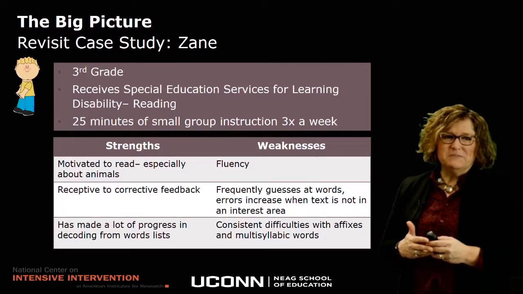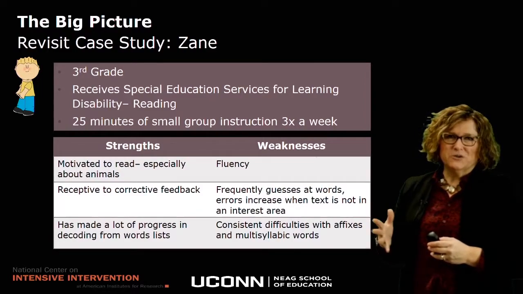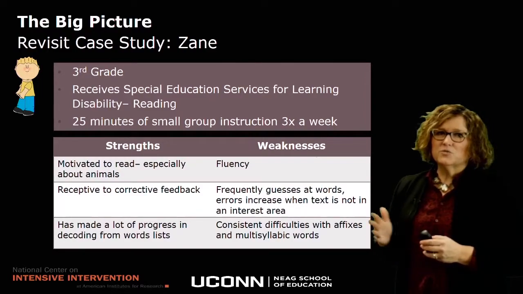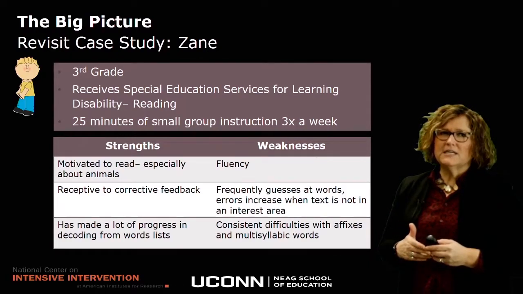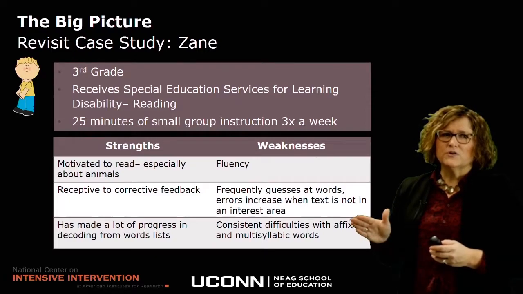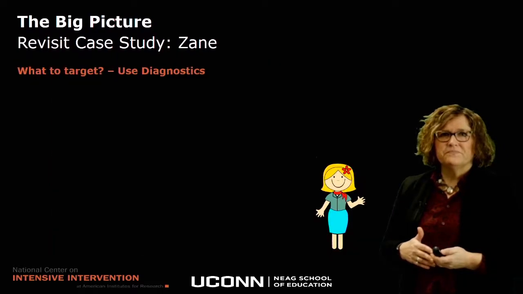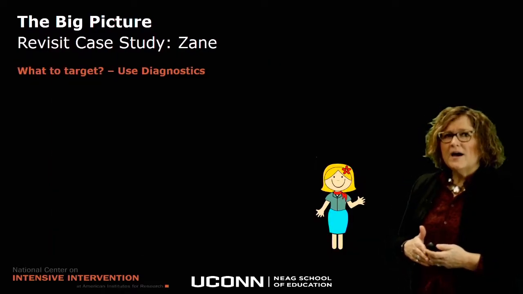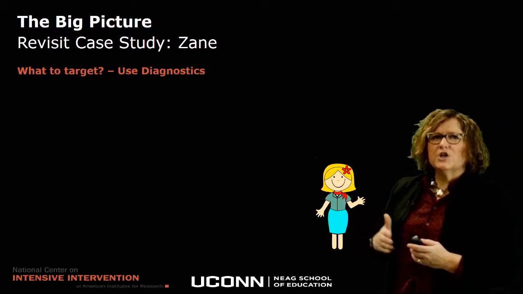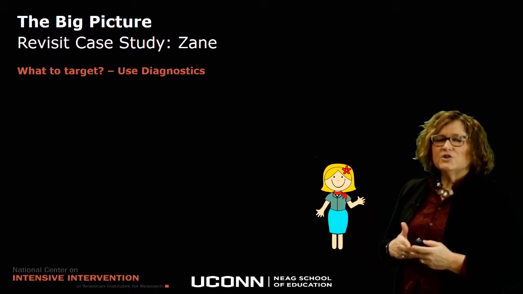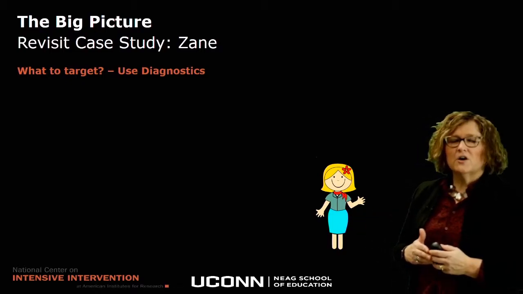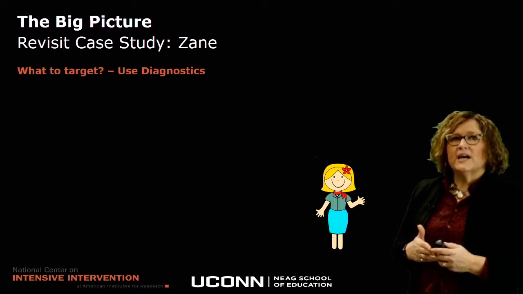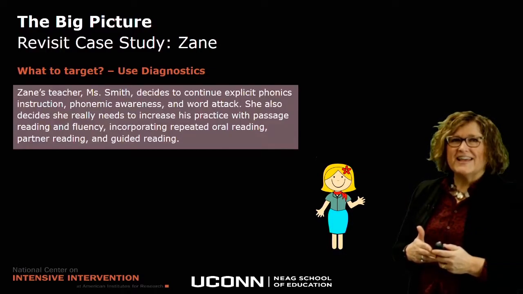He might be sort of familiar to many teachers in sort of his strengths and weaknesses. He's receptive to corrective feedback. His weaknesses are in fluency, he guesses at words, and then those difficult multisyllabic words with affixes. So Miss Smith, his teacher, really wanted to know what to target first. So she had to use those diagnostic assessments that we just talked about a bit ago to really drill down and try to identify where to start first with Zane.